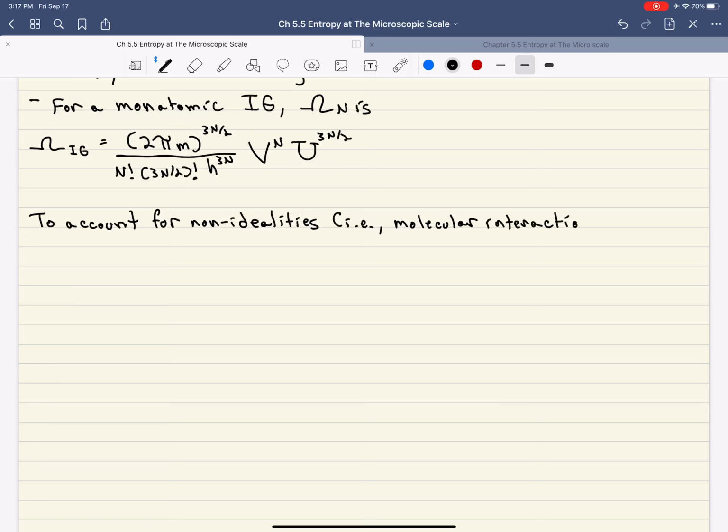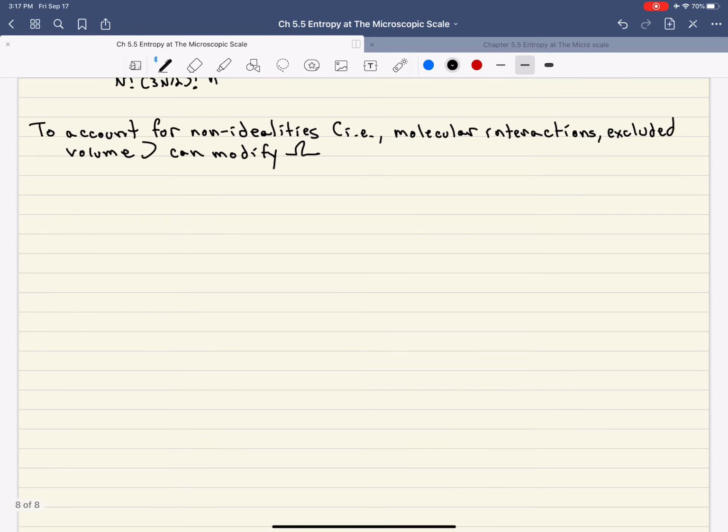So, interactions and excluded volume. All right, and so to account for these non-idealities, all we need to do is just modify this omega equation. Okay? So we can modify omega. Right? And so there's many different ways you can modify omega to account for molecular interactions. And so that's actually what we're going to be exploring in the later part of the course. But for now, I just want to share with you one example of a non-ideal gas model.